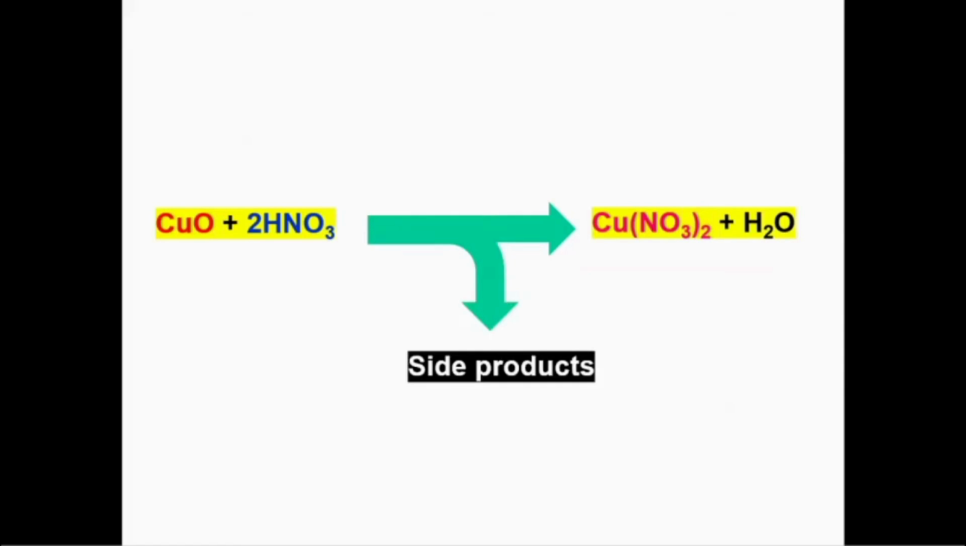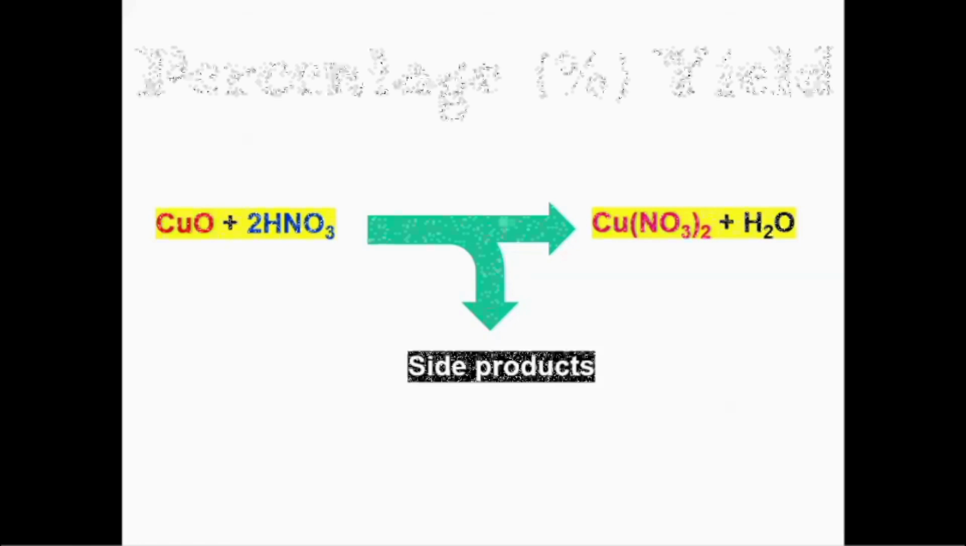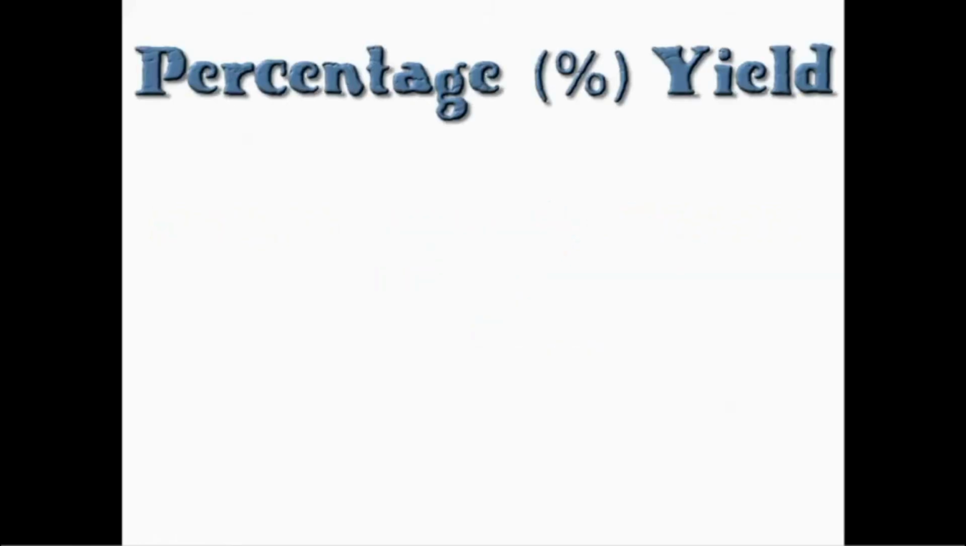So that's why the amount of products that we should get will be different from what we actually get in this reaction, because this reaction produces side products. And that is the case why we are going to have two different yields. So the actual yield and the theoretical yield are different in terms of the values or the quantities. So now is the time to look at what the percentage yield is.